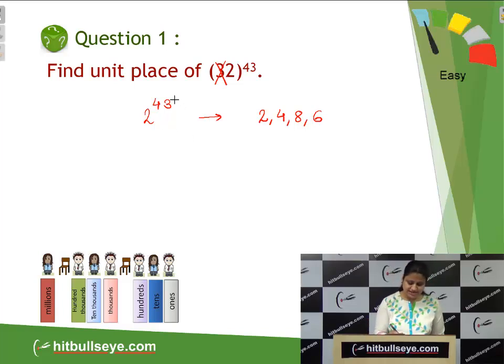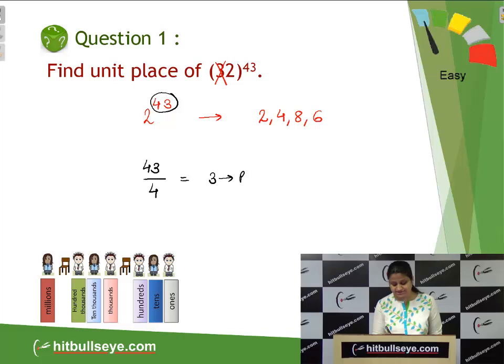So, simply we will take the power, which is 43 in this case. We'll divide it by 4. We will leave the quotient and take the remainder, which is 3 in this case. So, now we will take the third number of the cycle. What was the cycle? It was 2, 4, 8, 6. This 2 is at first place, this 4 is at second place, this 8 is at third place. That's why the answer here will be 8 only.